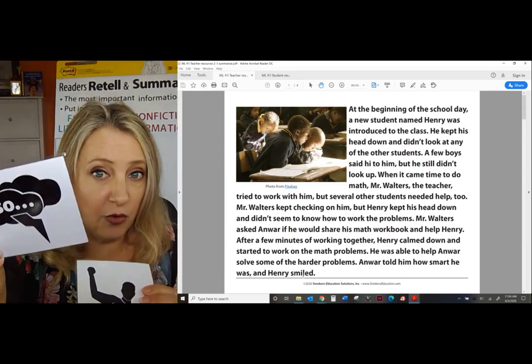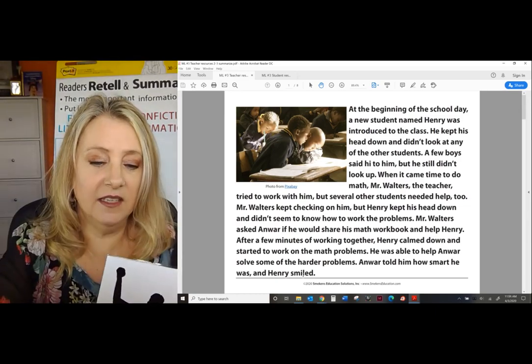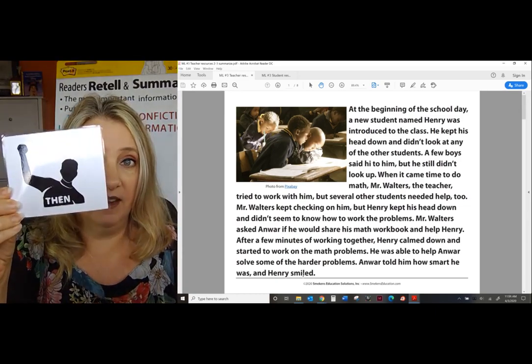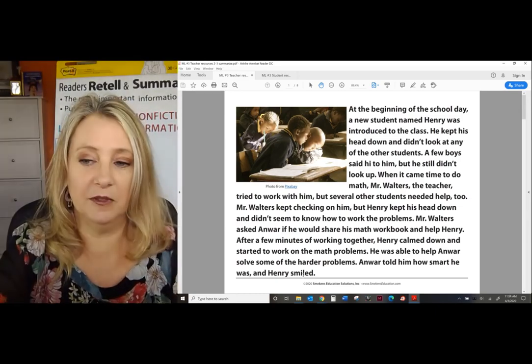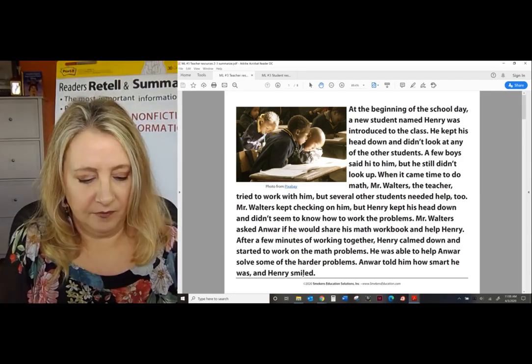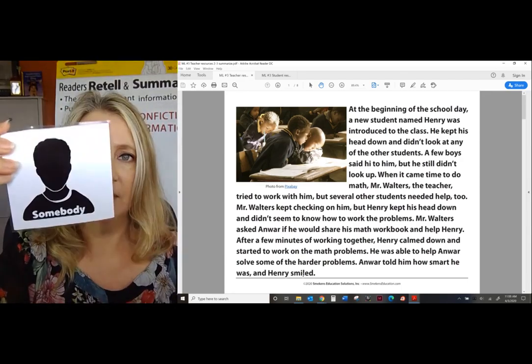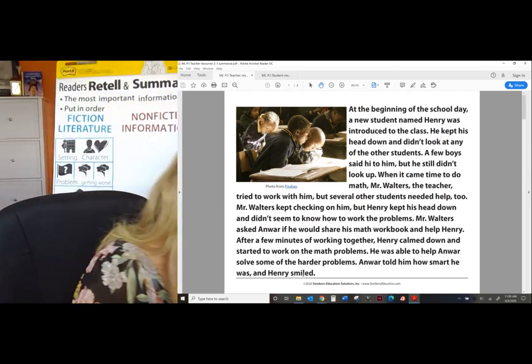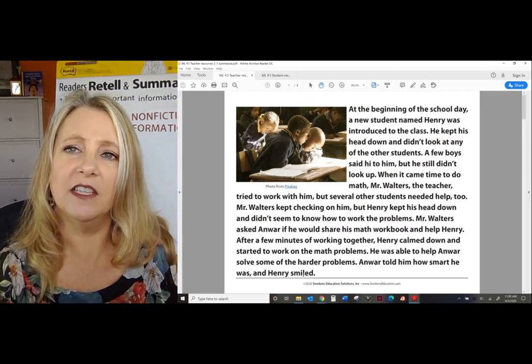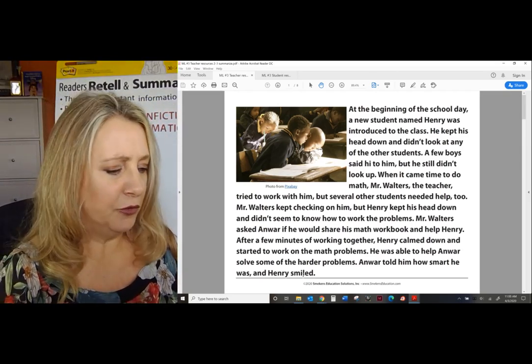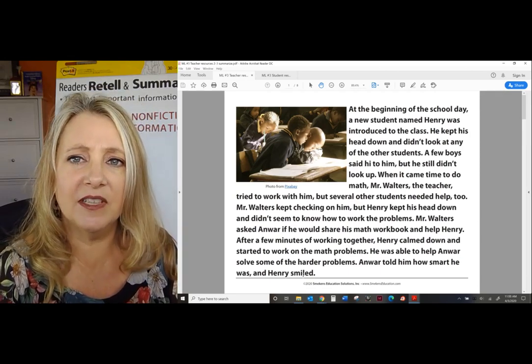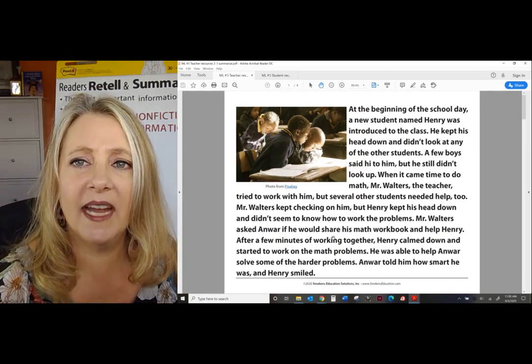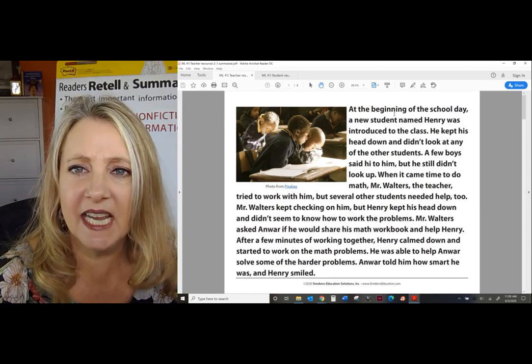So what did he try? Or was there a guide to come in? Then how was it solved? So let me go back to our cards here. Somebody, okay? Who is this passage about? So the somebody in this passage, as I look back in, I know that's always right at the very beginning.